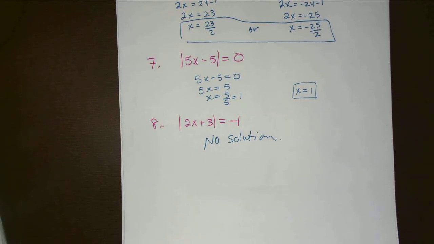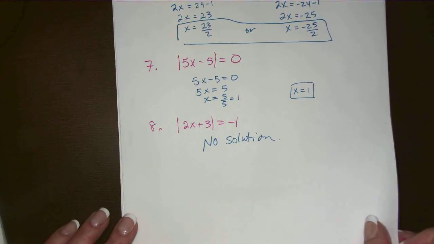Okay, so that's absolute value. That's really all you do. You have to set up the 2 cases. But what we really want to do is put them together with inequalities. So let's look at inequalities just by itself. Okay? So inequalities.